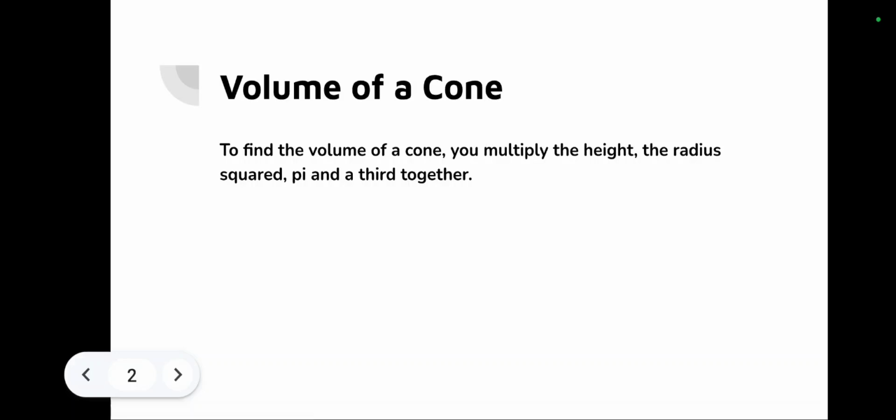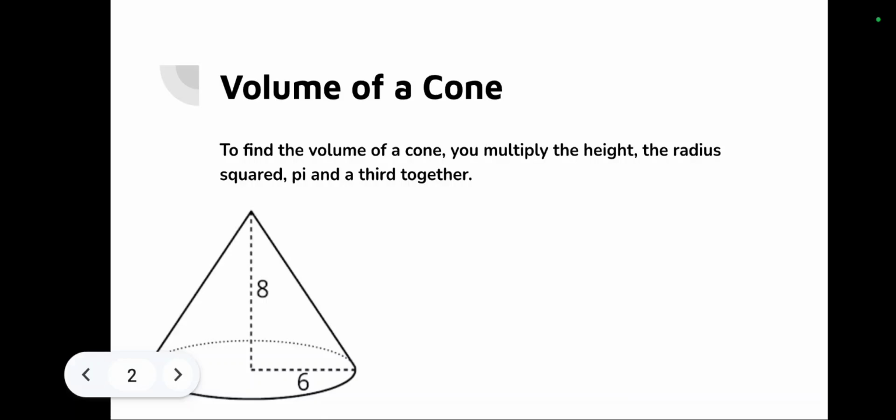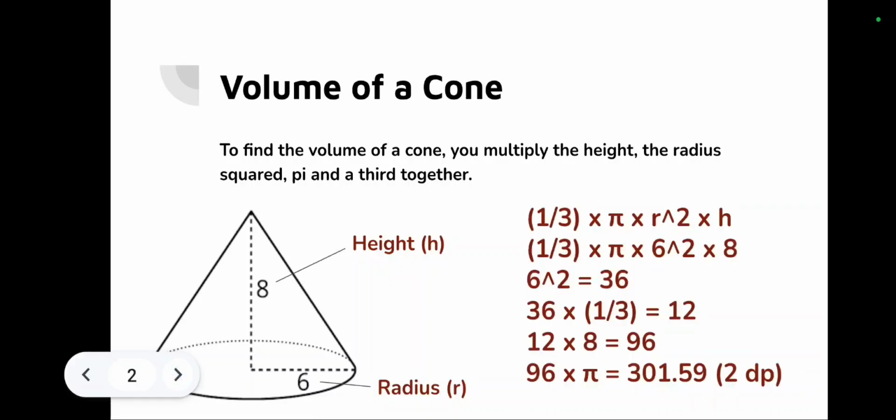To find the volume of a cone, you must multiply the height, the radius squared, pi and a third together. For example, we have this cone here with a radius of 6 and a height of 8, as we can see labeled here. So we multiply the third by the radius squared by the pi by the height.